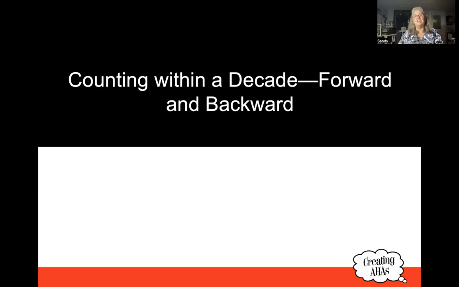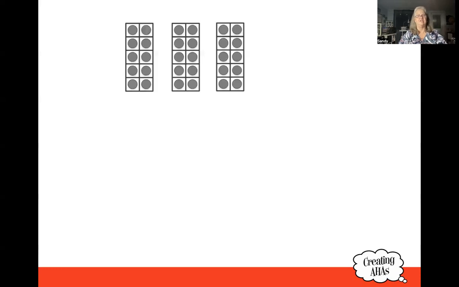I want your child to understand that I can count within any decade. It's a pattern. I don't have to memorize all those number words. It's about patterning. So I could start at 30, and we've got 31, 32, 33, and I could practice going forwards and backwards. But when I get 38, 39, right? So I counted within that decade 30.